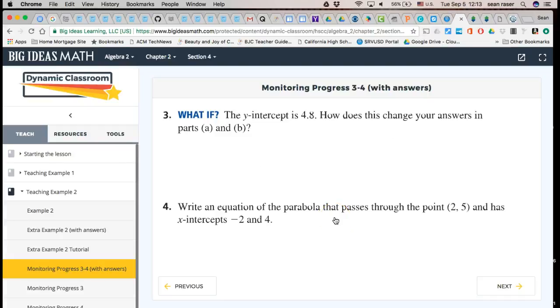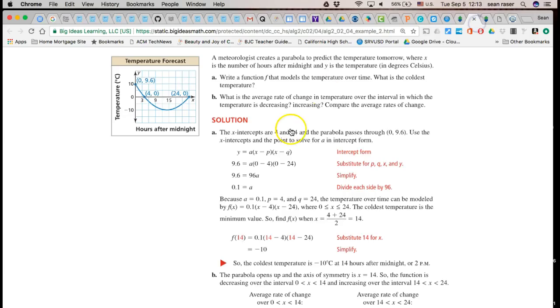So what I want you guys to do are answer questions 3 and 4. So here for number 3, what if the y-intercept was 4.8? How does it change your answers to A and B? So what that means is instead of 9.6, what if it was 4.8? Everything else stayed the same, but your y-intercept was 4.8.